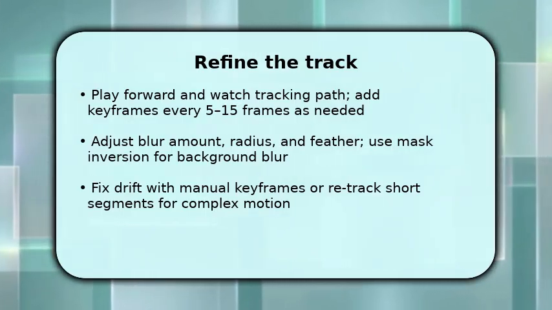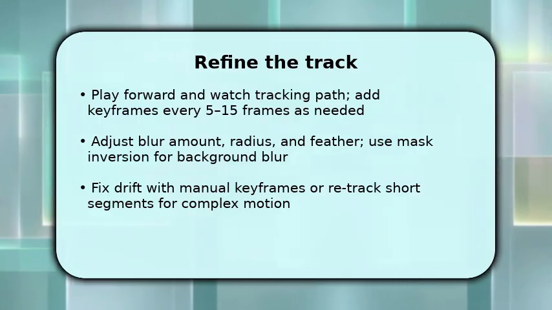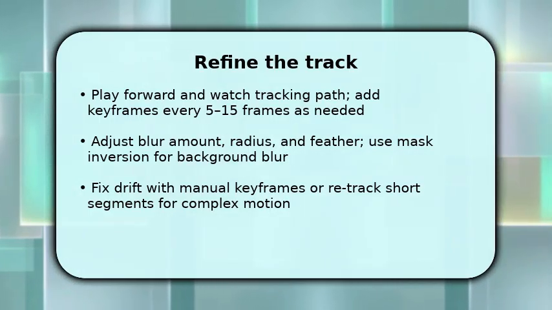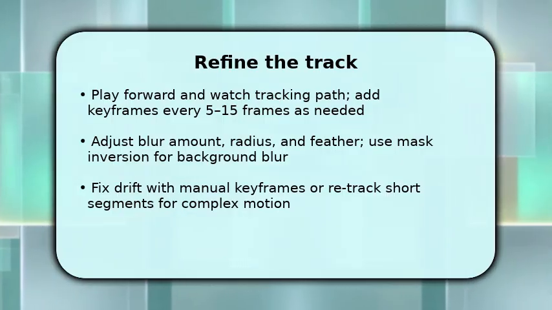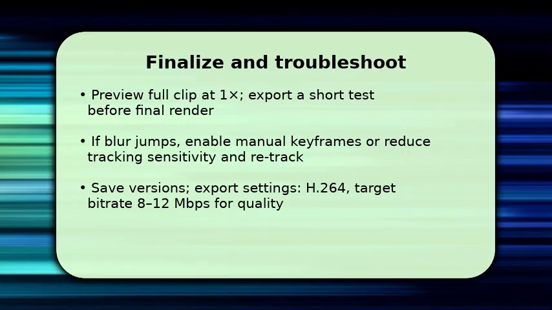If the subject rotates or occludes, pause and add manual keyframes or retract short segments to correct drift. This hands-on refinement is why projects look professional. You're near the finish. Preview the full clip at normal speed and export a short test to confirm blur consistency. If the blur jumps or detaches, don't panic. Reduce tracking sensitivity, add precise manual keyframes, or retract the problematic segment.